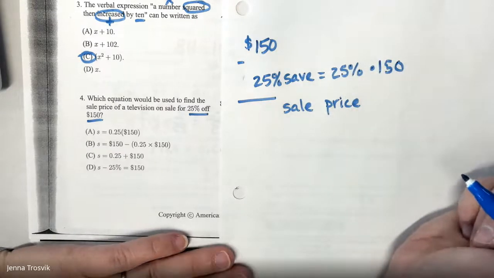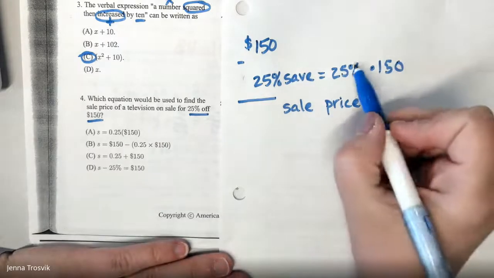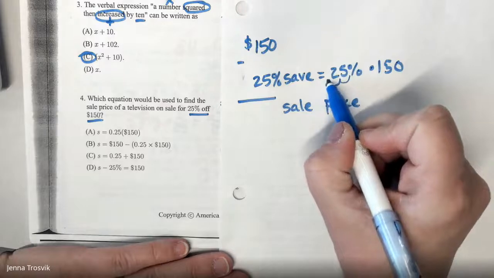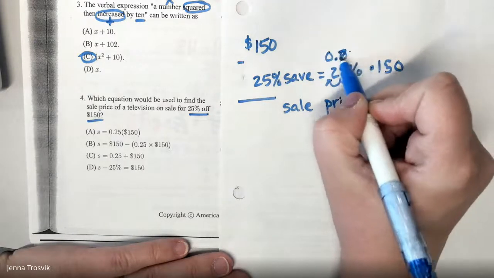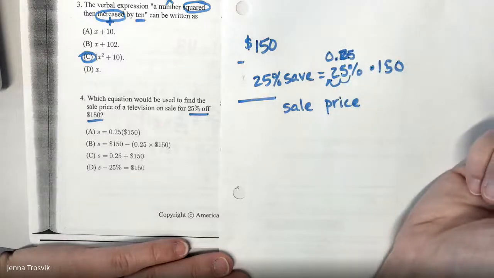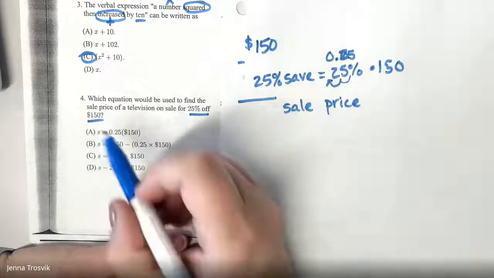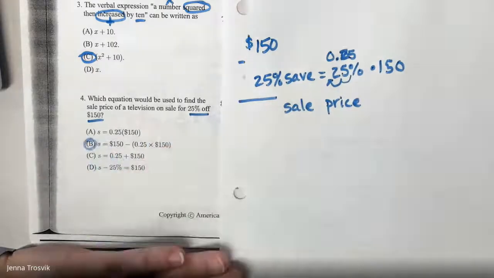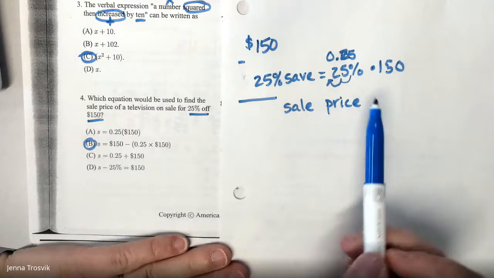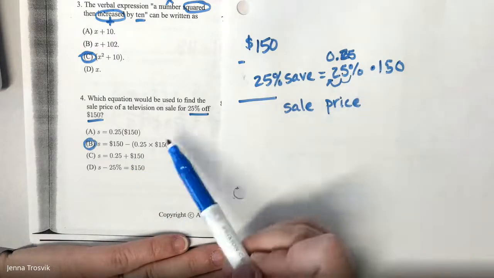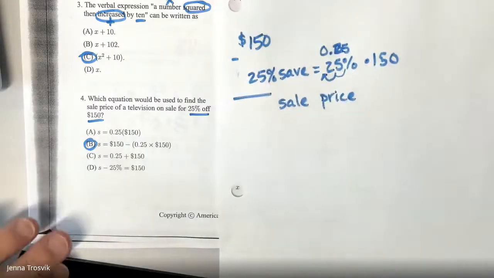$150. Now that we know that, you guys know how to turn a percent into a decimal. You just bump back 2 hops. If I bump back 2 hops, it's really 0.25. Now that we know this, we should be able to solve. The correct answer would be B, because I would take a total and subtract whatever this is, and that would give me my sale price. That's what I pay for my TV.